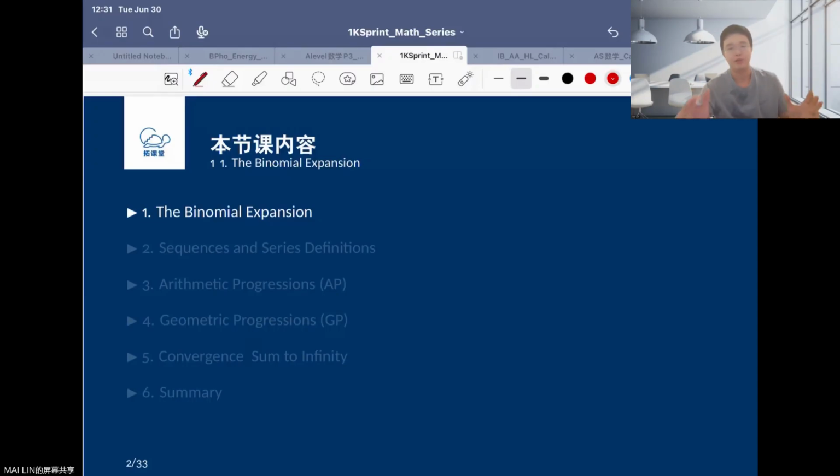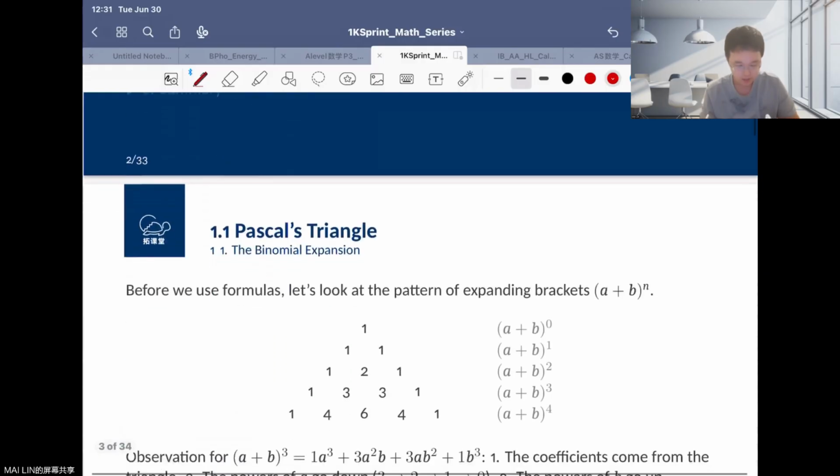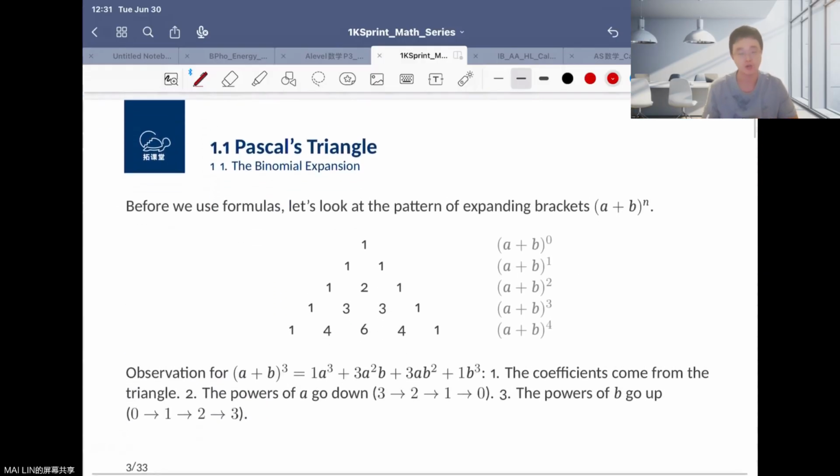Hello guys, today we are talking about the binomial expansion in the A-level P1 lesson, okay? So let's move to our first part of the binomial expansion. Last lesson we also learned about combinations, right? So it's the basics for the binomial expansion, okay? So let's move into the first part about Pascal's triangle, okay?